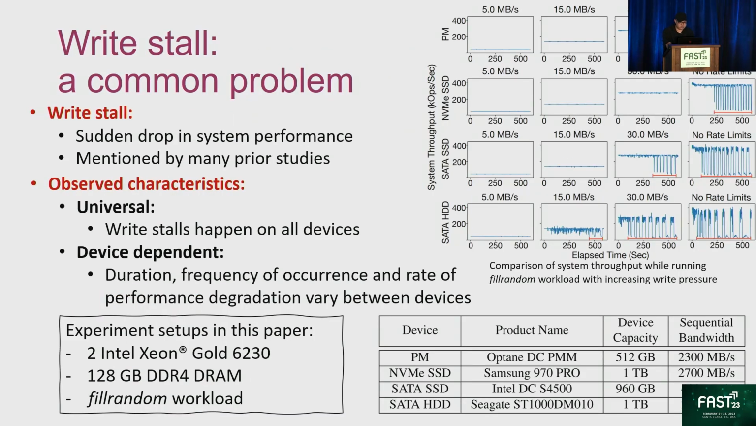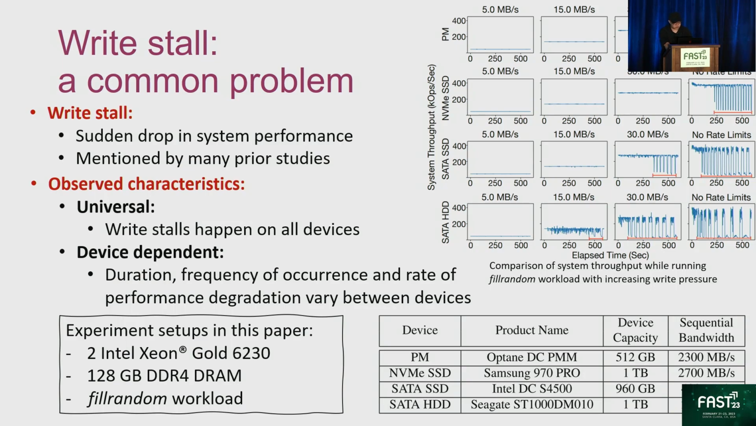Okay, write stall is a common problem noticed by many prior studies, which behaves as a sudden drop in the system performance. And in this paper, we are going to observe how the write stall problem reflects on all devices. As shown in this figure, the x-axis is the time elapsed, and the blue lines show the real-time throughput. And we can see that write stall is universal, as it occurs on all kinds of devices. And the stall pattern can be very different from each other, which shows the write stall problem is highly device dependent.